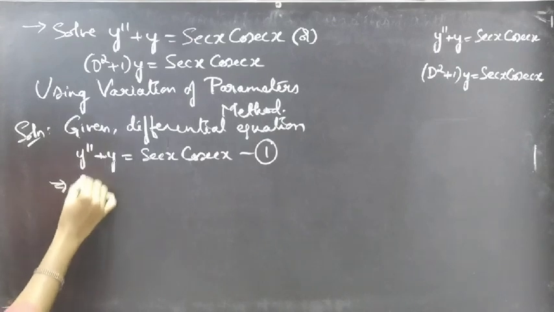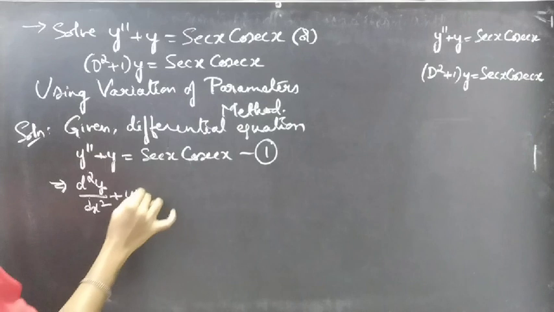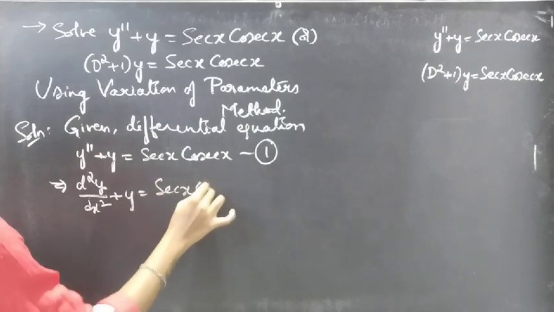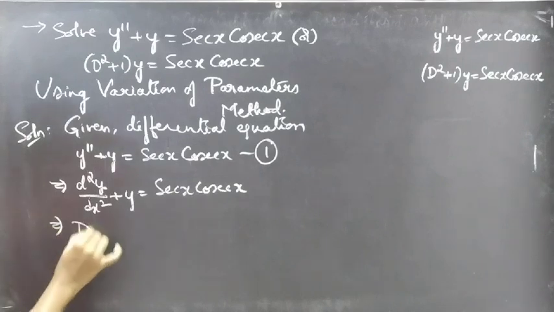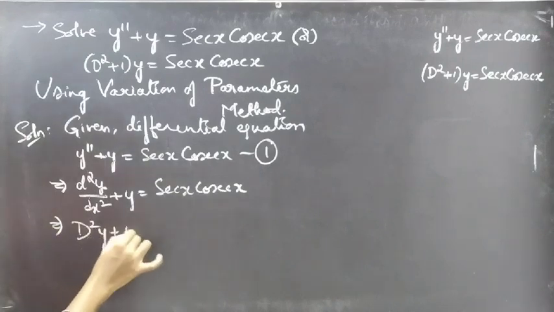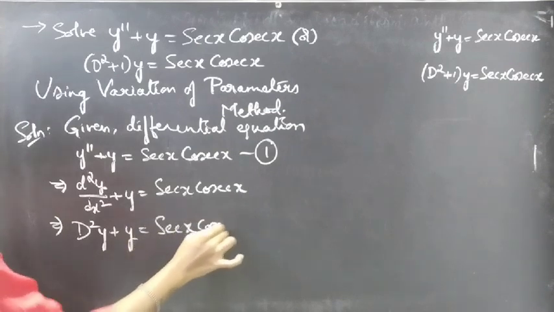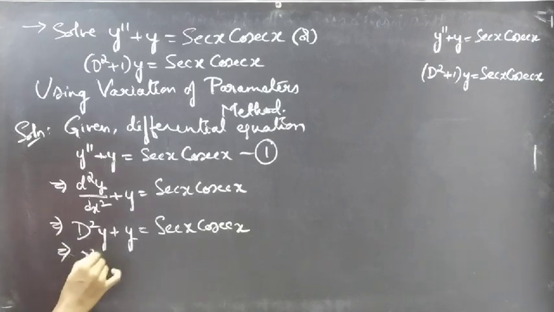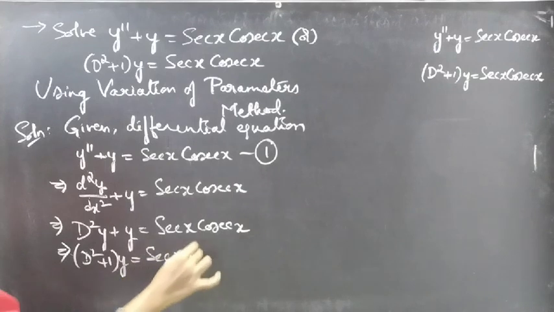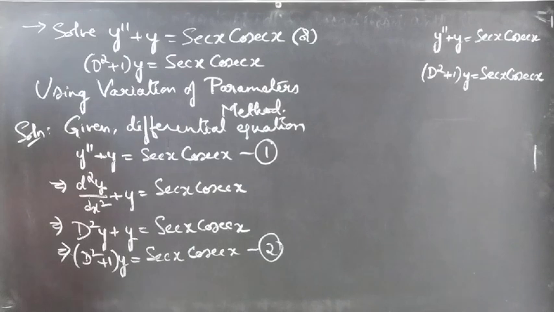We can write y double dash as d square y by dx square plus y equal to secant x cosecant x, and we can write d square y by dx square as capital D square y, using differential operator D. Now take y common from the two terms of LHS, we'll get D square plus 1 into y equal to secant x cosecant x, considered as equation 2, which is in operator form.